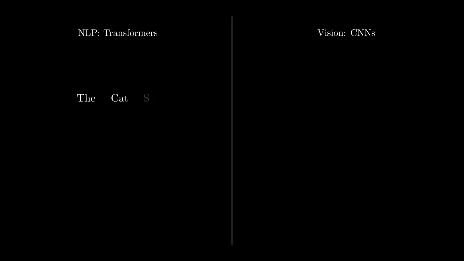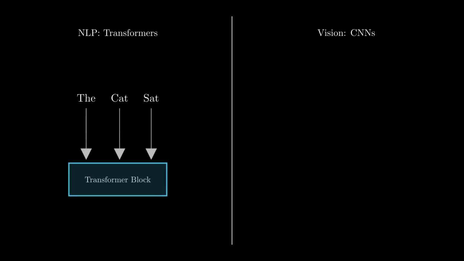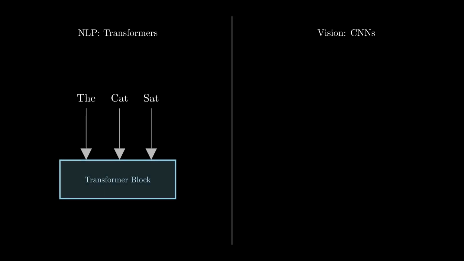Welcome. To understand the breakthrough behind the Vision Transformer, or ViT, we first need to look at the divide that existed in deep learning. On the left, we have natural language processing. For years now, the transformer architecture has been the undisputed king here. Transformers treat data as sequences, discrete tokens like words flowing into a mechanism that can attend to the entire context at once. It's global, and it's powerful.